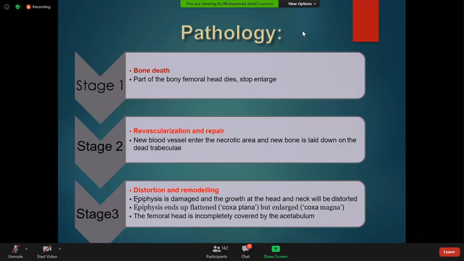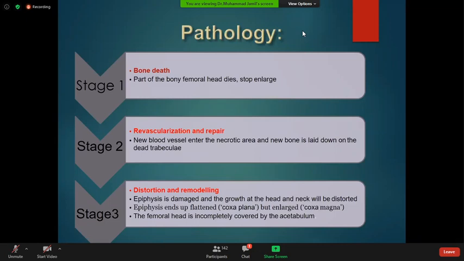But the third stage will occur when the epiphysis is damaged and the growth of the head and neck will become distorted. It means the new vessels are formed in the necrotic area, but they are not enough to maintain the epiphysis. So the epiphysis becomes damaged. Stage 2 will become stage 3. The epiphysis will become flayed.